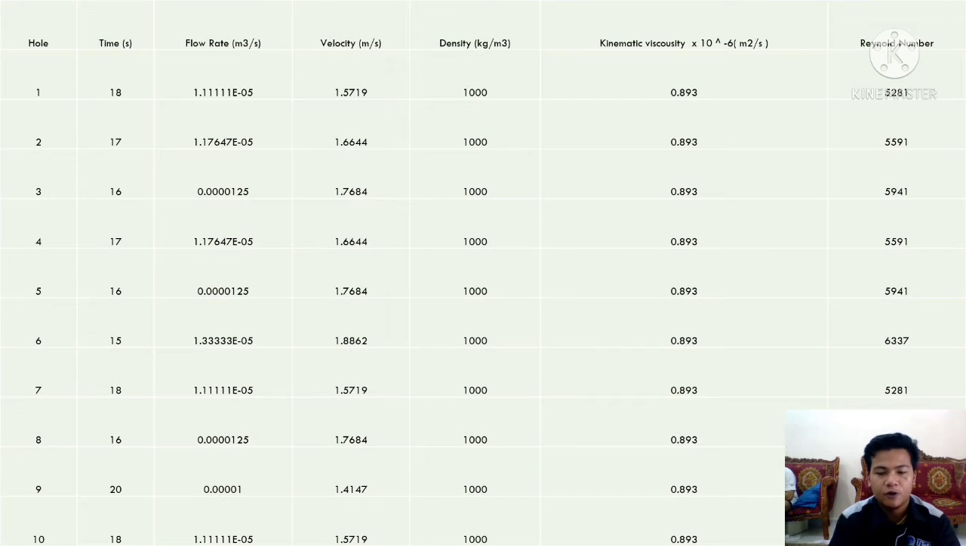The second table is for the closed loop hose pipe. We get here for the first hole 18 seconds, and the flow rate is 1.11 meters square per second. For the velocity it is 1.5719 meter per second, and also the density of water is 1000. The kinematic viscosity is 0.893, and the Reynolds number is 5281, and it is also the same for all the nozzles.